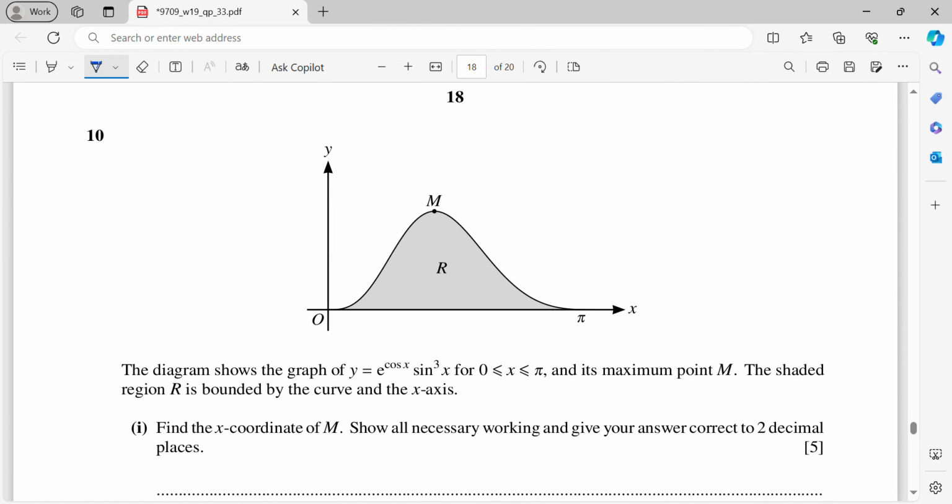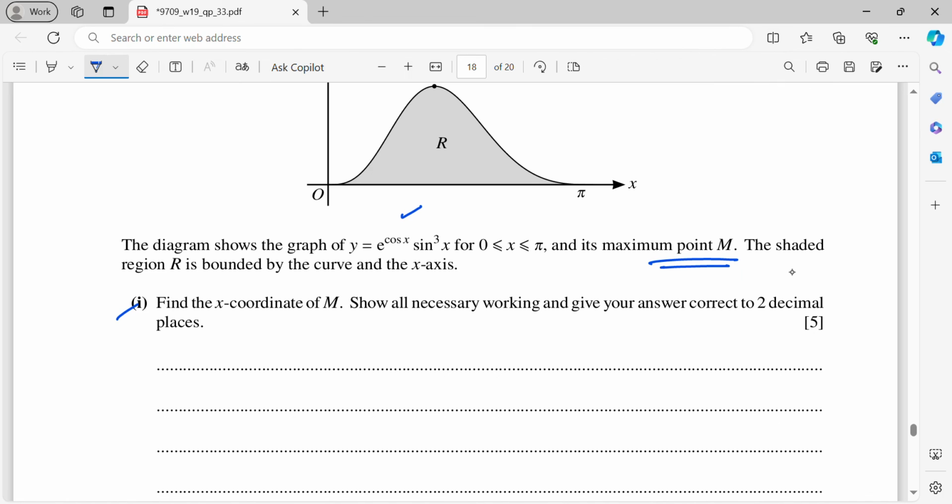For question number 10, the diagram shows the graph of y equals e^(cos x) sine cubed x for x between 0 and pi, and its maximum point M. The shaded region R is bounded by the curve and the x-axis. First part, find the x-coordinate of M. So M means stationary point or maximum point, which means we need to differentiate. Show all necessary working and give your answer correct to 2 decimal places.